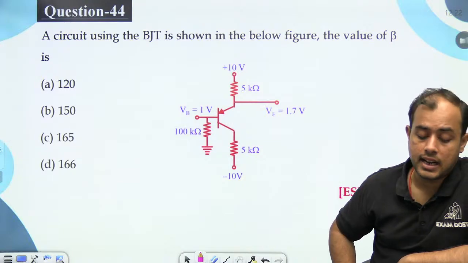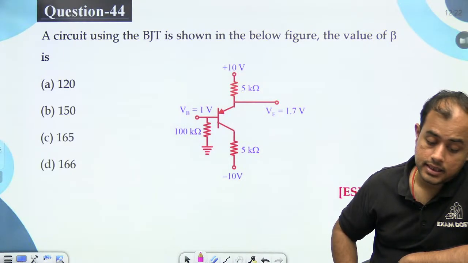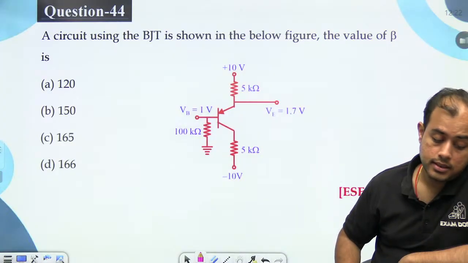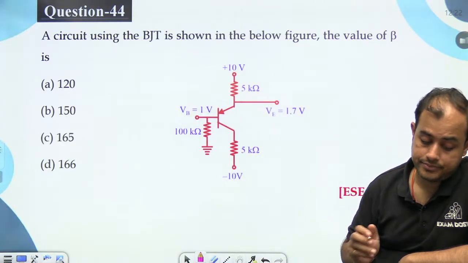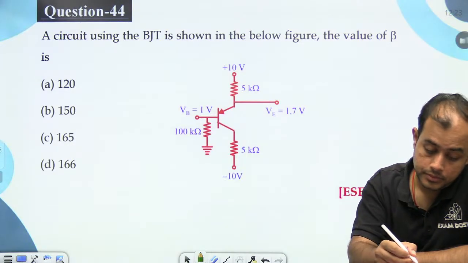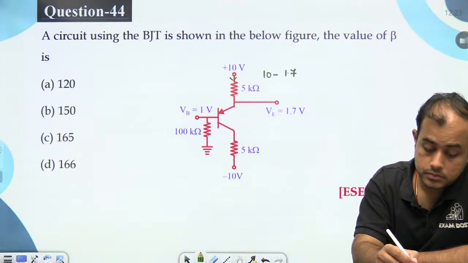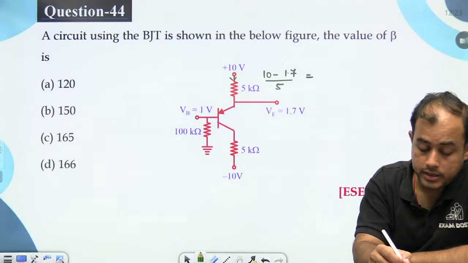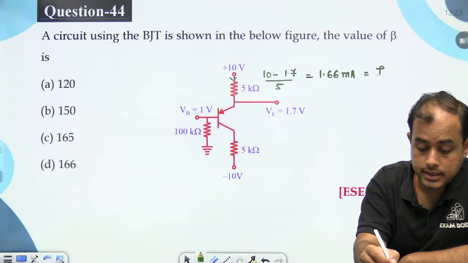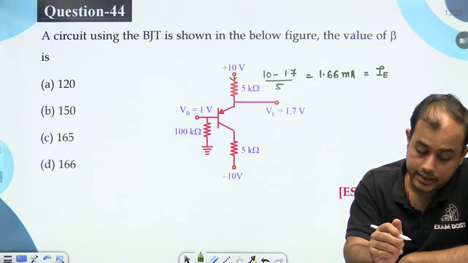Chaliye, coming to the transistor now. ESE 2001: a circuit using a BJT is shown. The value of beta is asked. So this current is 8.3 by 5. This is basically IE.